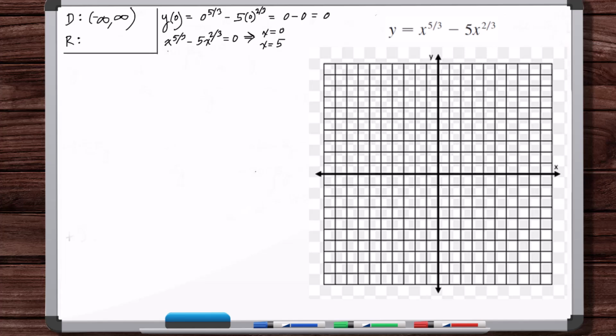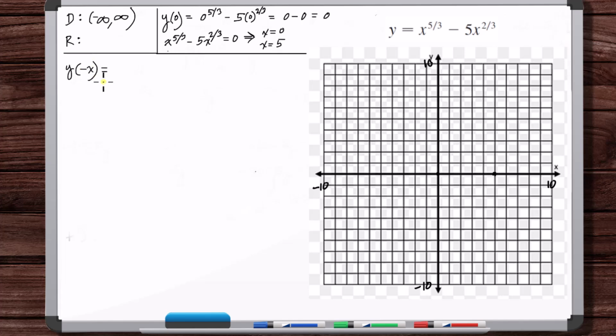So we're going to put as the axes minus 10 to 10 on the x, and then same thing on the y, so minus 10 to 10. The origin is an x and a y intercept, and then 1, 2, 3, 4, 5 is an intercept. Now let's check for symmetry.